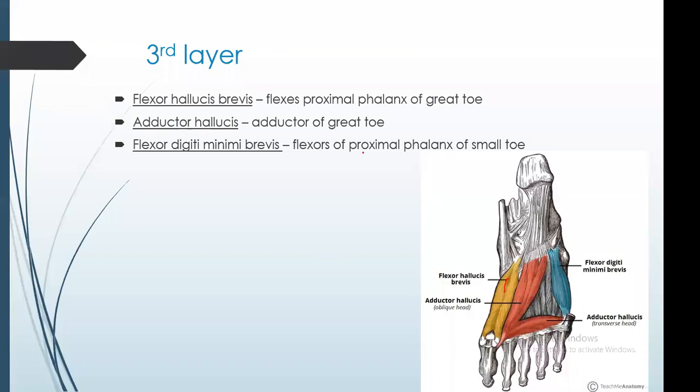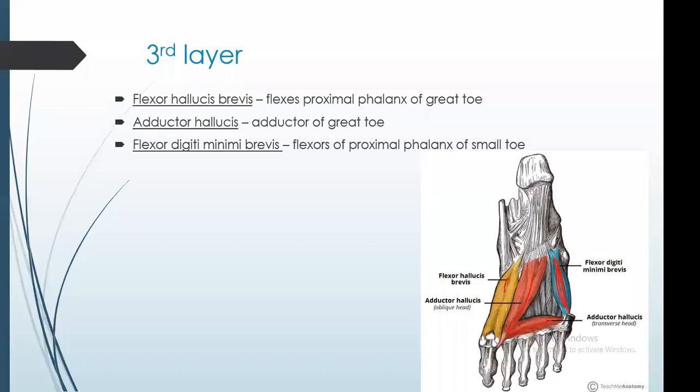Adductor hallucis, adductor of the great toe, which has two parts. And the flexor digiti minimi brevis. This one, which is an adductor of the small toe, and also flexes the proximal phalanx of the small toe.